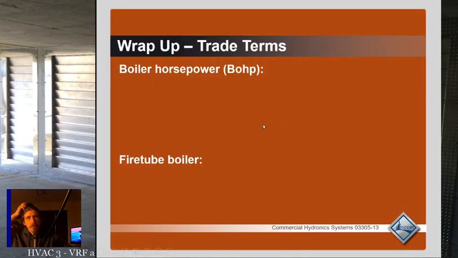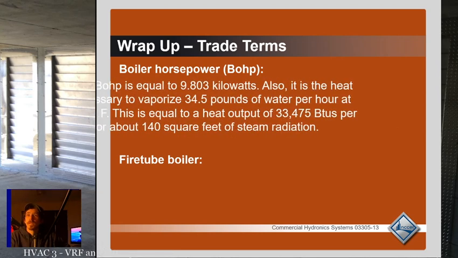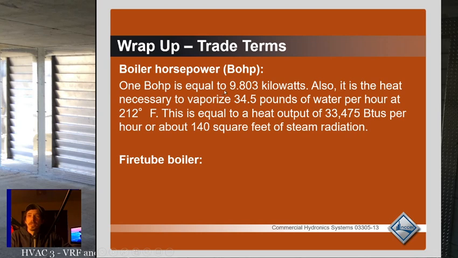Alright, wrap up trade terms. Boiler horsepower. Boiler horsepower is equal to 9.803 kilowatts. Also, it is the heat necessary to vaporize 34.5 pounds of water per hour at 212 degrees. This is equal to a heat output of about 3,475 BTUs per hour, or 140 square feet of steam radiation. I've never heard that term, so that's a new one for me. Maybe it's a primarily large commercial term, but there you go.